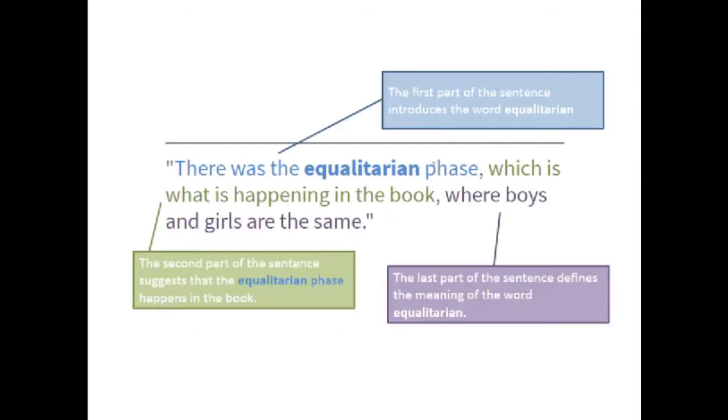Okay, look at the first blue colored phrase. There was the egalitarian phase. So the first part of the sentence introduces the word egalitarian. Have a look at the green colored phrase, which is what is happening in the book. So this is the second part of the sentence, which suggests that the egalitarian phase happens in the book. Have a look at the last part, the purple colored phrase, where boys and girls are the same. So this is the last part of the sentence, which defines the meaning of the word egalitarian.